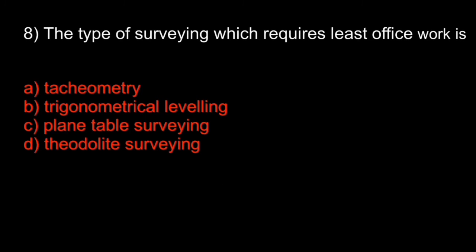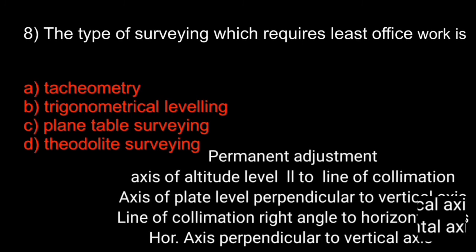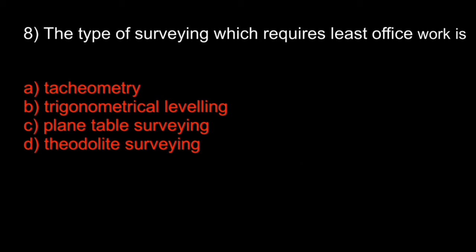Now, the permanent adjustment of a theodolite. Permanent adjustments are made to establish the fixed relationship between the fundamental lines of the instrument. The conditions of permanent adjustment are: the axis of the altitude level must be parallel to the line of collimation. The axis of the plate levels must be perpendicular to the vertical axis. The line of collimation must be at right angles to the horizontal axis. The horizontal axis must be perpendicular to the vertical axis.